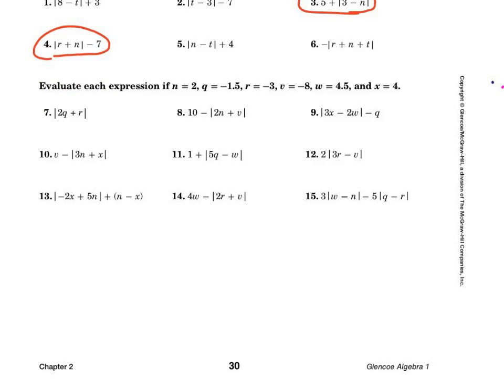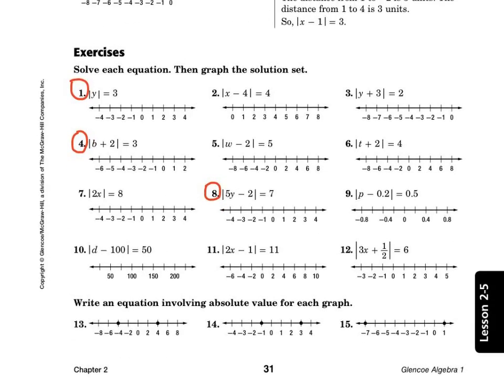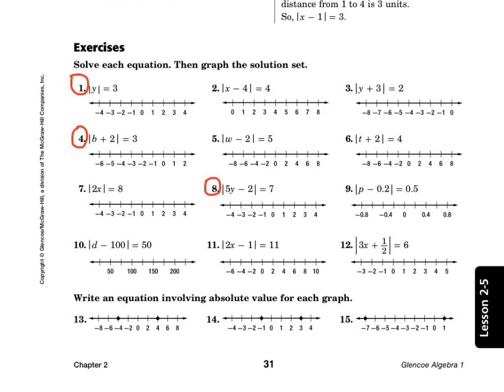Okay. And then here, solve and graph. So I want you to solve each equation and graph the solution. So that's 1, 4, and 8. And then lastly, I am going to let you try one where you have to write the equation. So go ahead and try number 13. Write the equation involving absolute value for each graph.